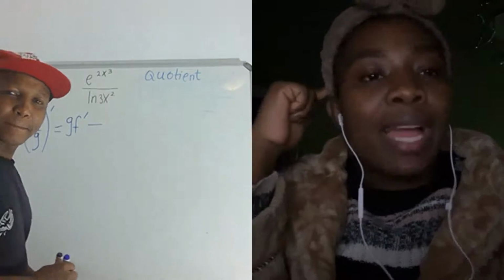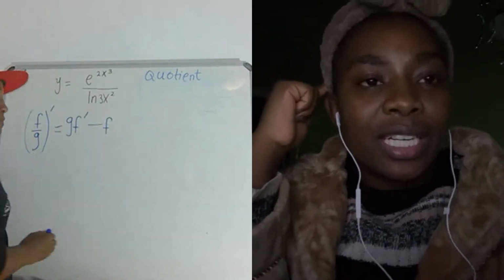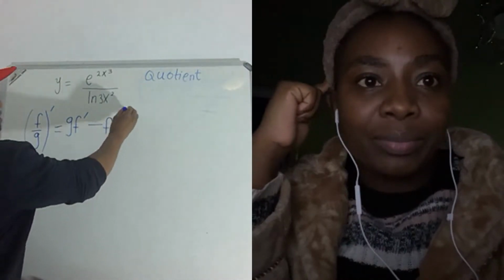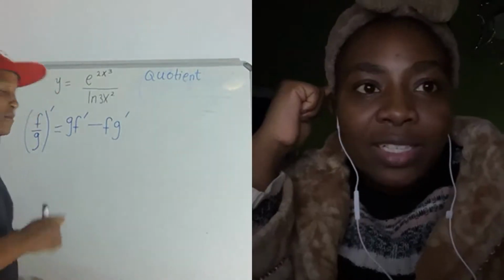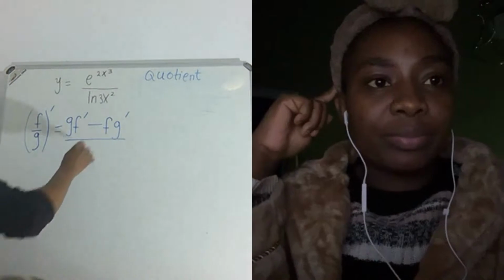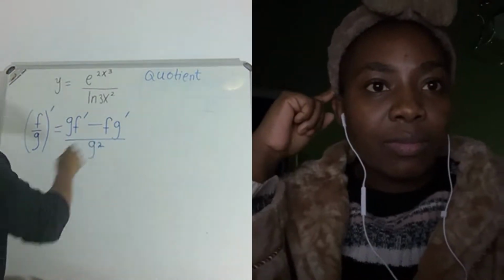And then it's going to be F, G prime, easy. And then over the whole thing, G squared. You divide by the denominator squared. It's very easy. So we're going to do the same game here.